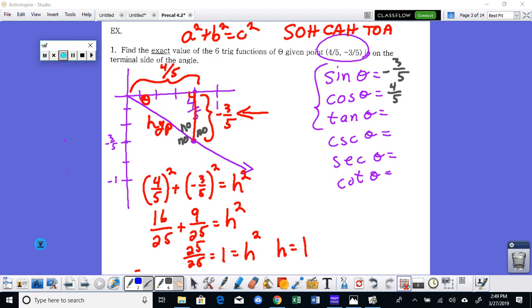All right, what's tangent? Opposite over adjacent. So it's a negative 3 over 5 over 4 over 5, which I keep, change, flip, becomes negative 3 over 4.